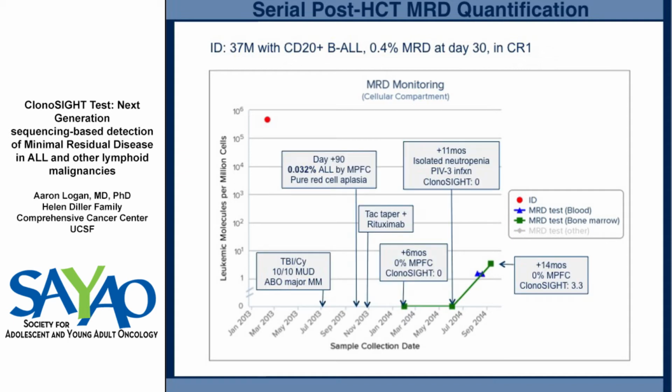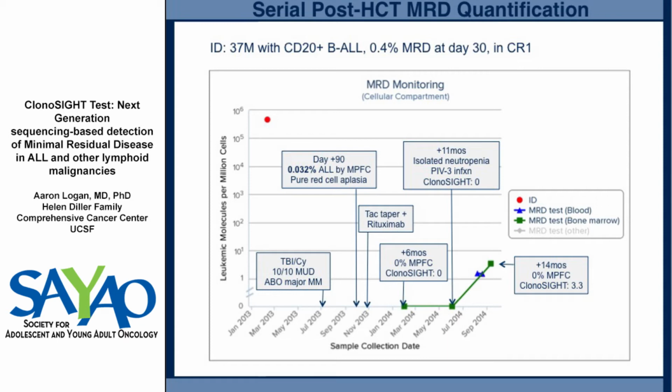He did have a TBI-based allograft with a 10 out of 10 matched unrelated donor. I'll mention that his donor was ABO major mismatched. After his transplant at day 90, I had not yet gotten this sample to Sequenta, so I sent multi-parameter flow to the University of Washington, and he had 0.03% disease in his bone marrow.